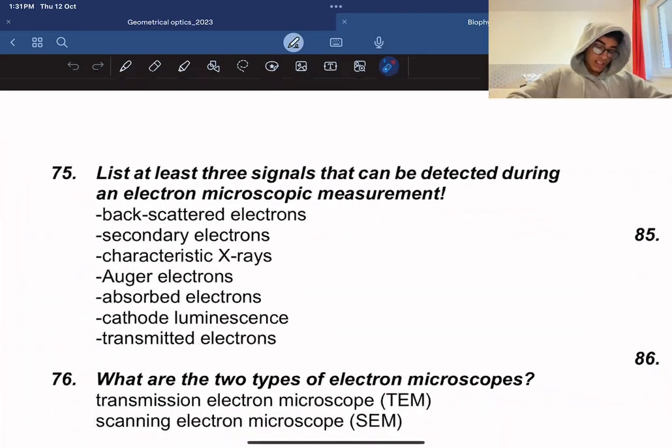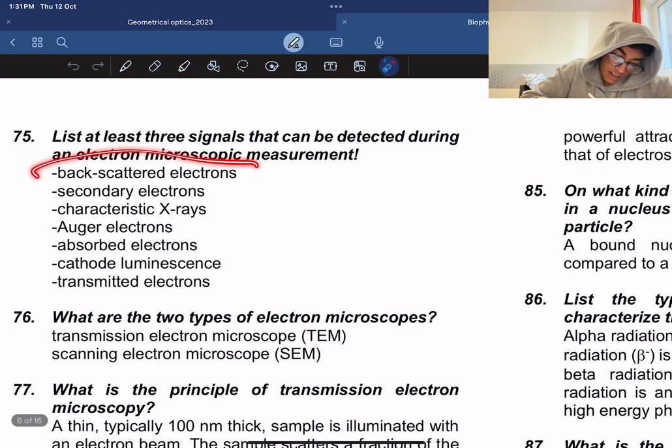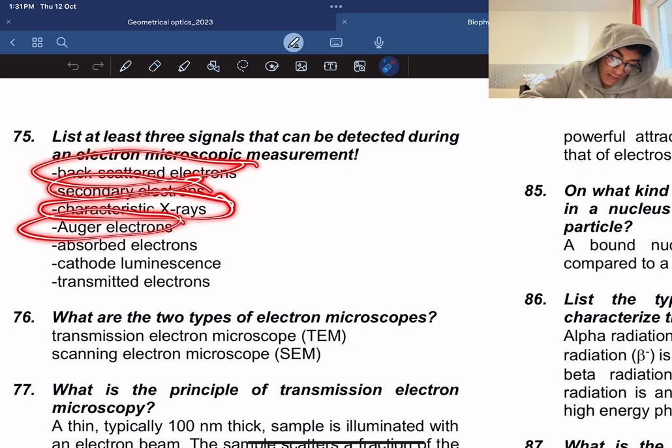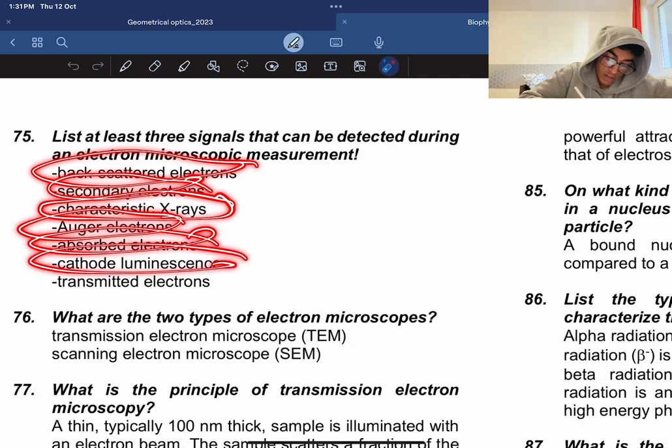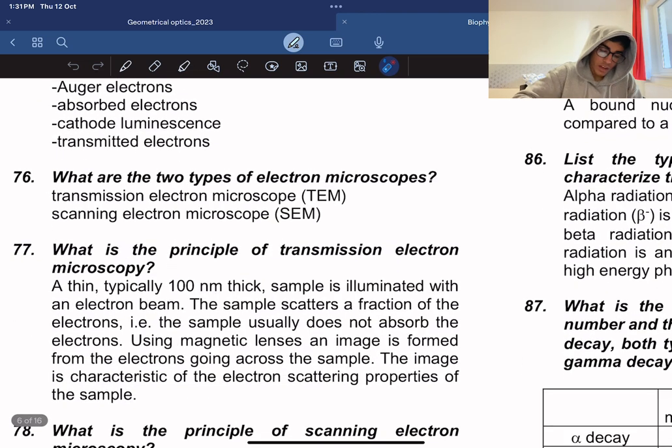List at least three signals that can be detected in an electron microscope. Okay, so these are the things I have told you about: backscattered electrons, secondary electrons, characteristic X-rays, Auger electrons, absorbed electrons, cathode luminescence. You just need to remember these, learn them by heart. I can't really explain these concepts to you. There are not even any concepts in this, okay?